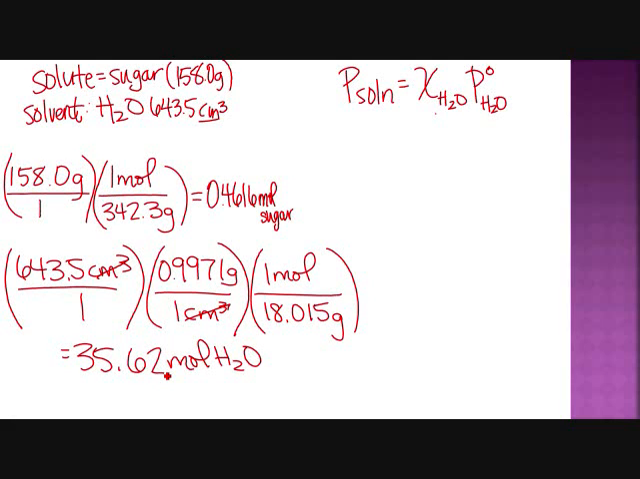Alright, so now we are not going to just plug in the moles of water to this equation because it's not moles of water, it's mole fraction of water. So mole fraction is moles part over moles total. Okay? So for the mole fraction, we have what we want, 35.62 over total. So we add them together. So 35.62 plus 0.4616.